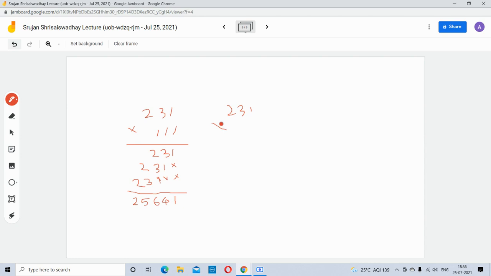Now how we are going to solve it? 231 into triple one. Now you simply write 1 as it is and 2 as it is over here. Now add these two, it comes out to be 4. Now add these 3. Why 3? Because 3 numbers are there. So these 3 you are going to add, then these 6. Now you shift it. Is there any third number? Third number is not there. So you are going to add these two. So your answer is 25641.